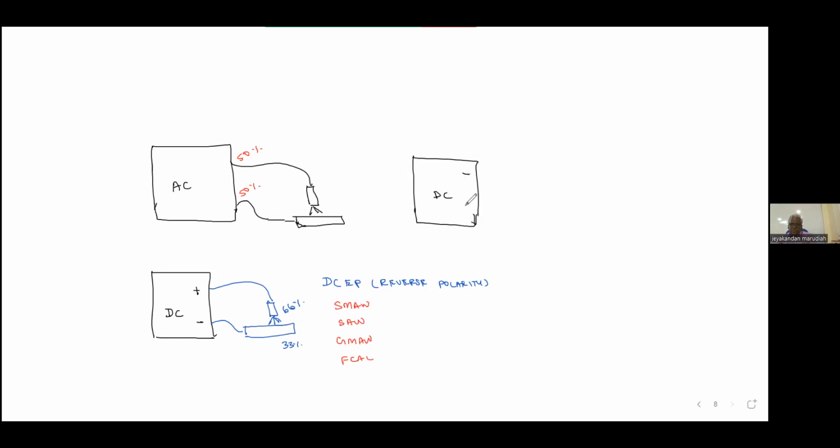Opposite is, suppose I have a DC, negative here, positive here. Negative is connected to the electrode, positive here. Now here it will be only 33%. Here it will be 66%. This arrangement is called DCEN, direct current electrode negative, or it is called a straight polarity.